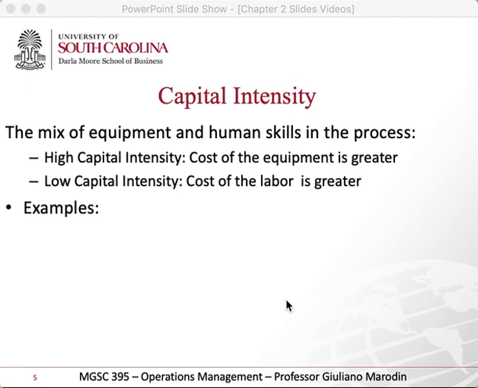So if I have low capital intensity, I have more labor, and labor is expensive, so I'll increase the cost of the product. If I can automate the process, I can have more equipment, more automation. I'll reduce the labor cost, right? And it will give me more quality. We're doing the same product over and over again, so equipment usually has better repeatability than humans. So I have some trade-offs when I go from one to the other, right?